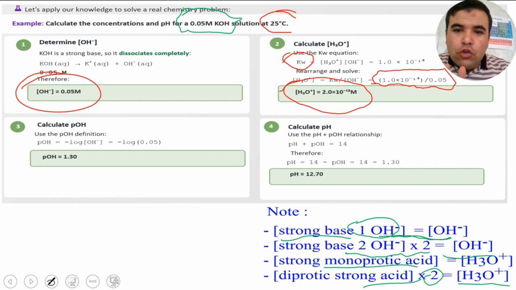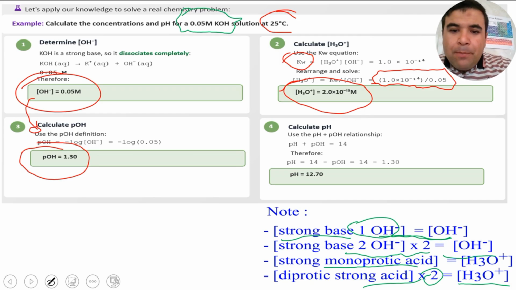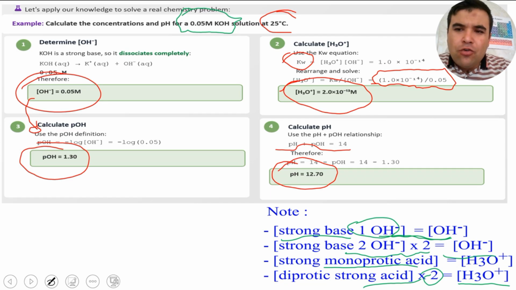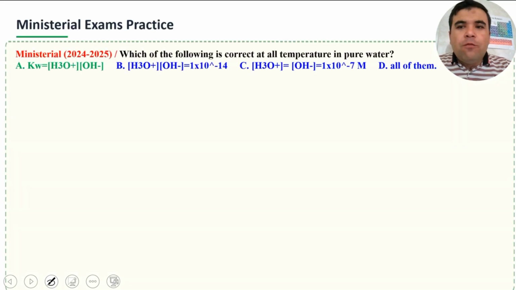How do we convert the hydronium and hydroxide to pH and pOH? We can convert the hydroxide into pOH by using the negative log of hydroxide, which results in a pOH of 1.3. Then, since pH plus pOH equals 14 at 25 Celsius, we can convert the pOH into pH, which is 12.7. This pH of 12.7 shows that the solution is a strong base, an alkaline solution, guys, which is the property of KOH. Let us solve ministerial exam questions.